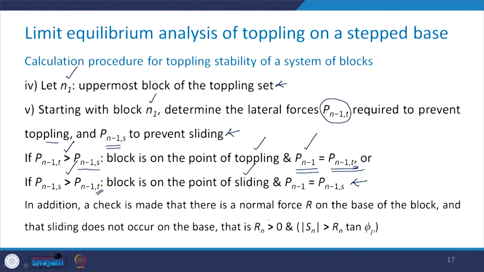In addition to this, a check needs to be made that there is a normal force R on the base of the block, and that the sliding does not occur on the base. That means that Rn has to be more than 0, and mod of Sn should be more than Rn tan of phi p. So, in addition to these conditions, this condition should also be satisfied.